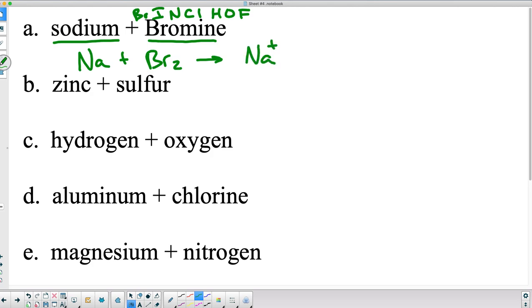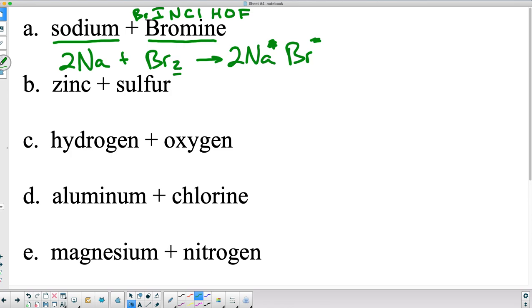Sodium is a +1. Again, I'm getting this from the periodic table of ions. Bromine is underneath fluorine, and fluorine's a -1, so it has the same charge. So a +1 and a -1, which means that we don't need to crisscross this because it equals 0 already. But bromine does have a 2 from Brinkelhoff, which means I need a 2 over here. And then that does mean that I need a 2 in front of the Na. So my balanced equation is 2Na plus Br2 yields 2NaBr.